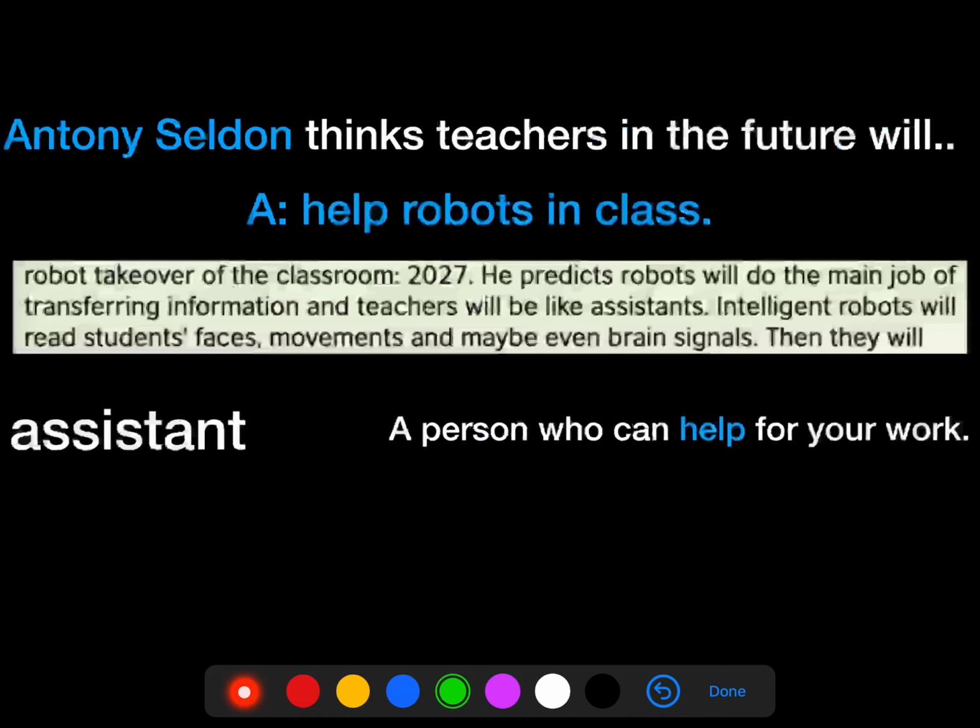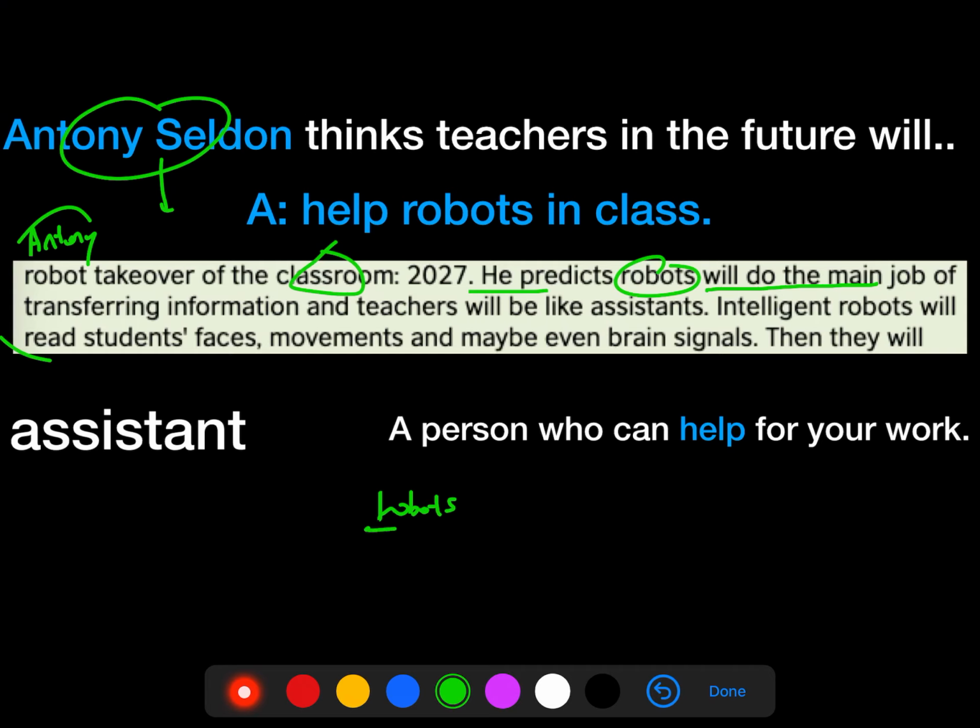When we face this kind of question, including someone's name, we can start solving it by reading only the sentences that include Antony Seldon. I skipped Antony Seldon here, but he was in this paragraph. So he predicts robots will do the main job. In a classroom, robots are going to do the main job, and the teachers will be like assistants. But what does that mean, assistants? What do you mean by assistants?